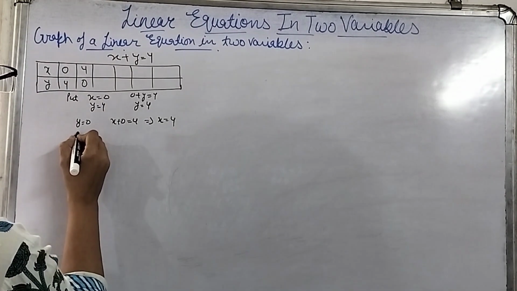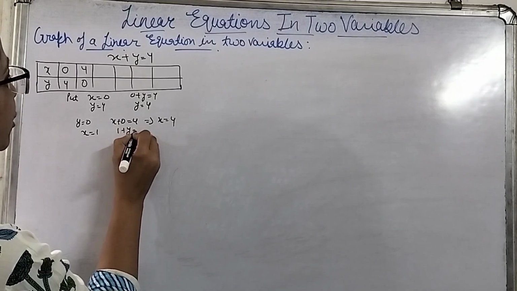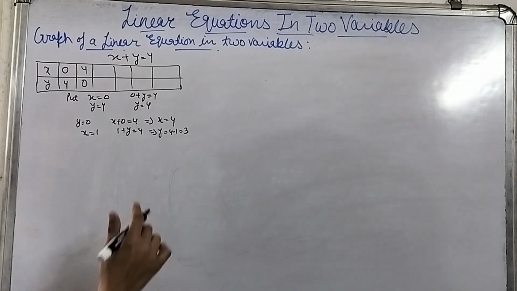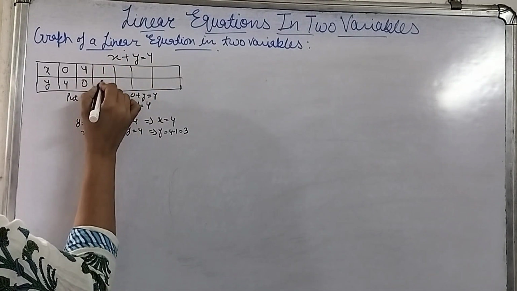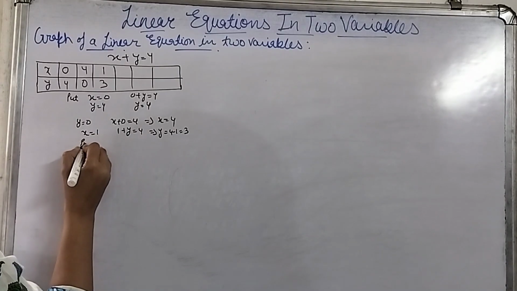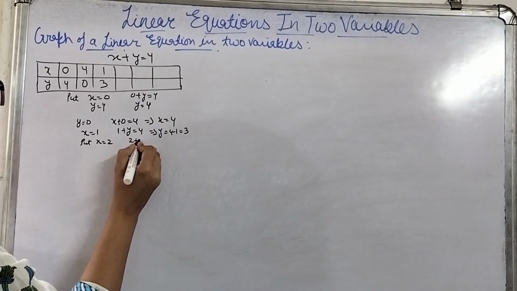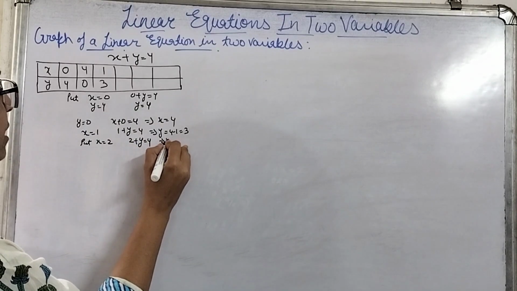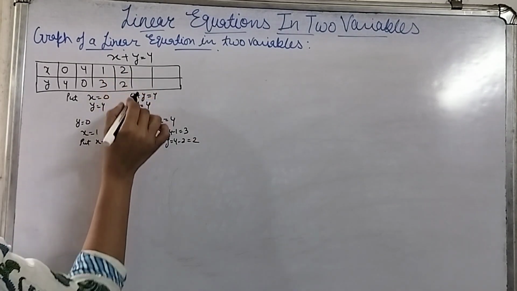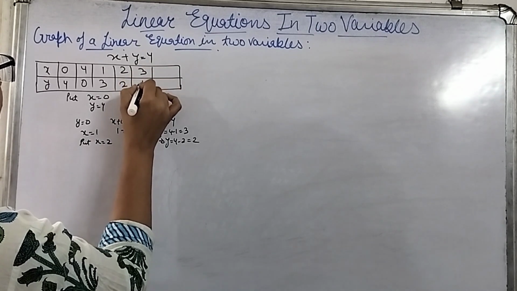Now if I keep x equivalent to 1, the equation will become 1 plus y is equivalent to 4, and the value of y will be 4 minus 1, that is 3. That means if the value of x is 1, the value of y will be 3. Similarly, more solutions we can find. If I keep x equivalent to 2, the equation will become 2 plus y is equivalent to 4, or we can say y will be 4 minus 2, that is 2. So the value of x is 2, and y will also be 2. If I keep x equivalent to 3, the value of y will be 1.